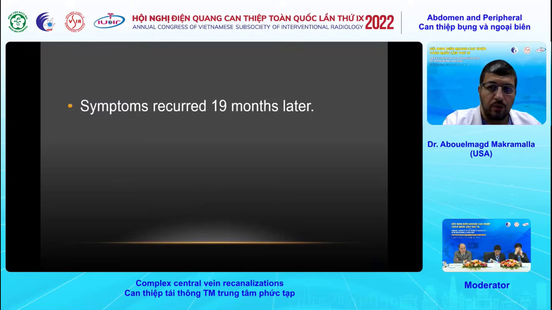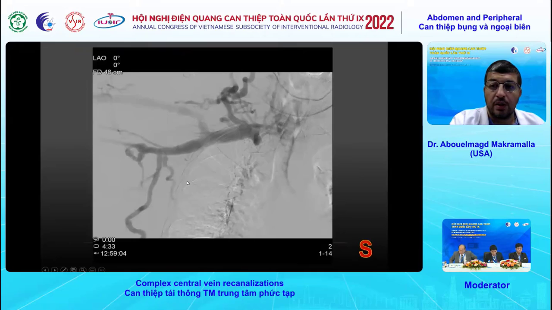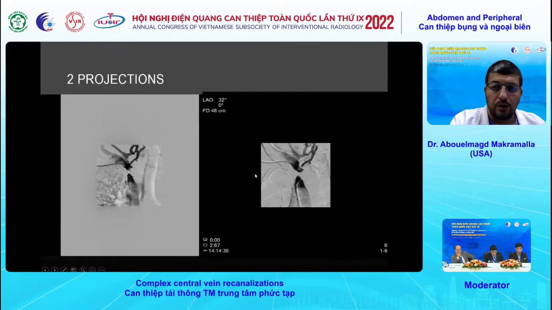Unfortunately, the patient went 19 months without any follow-up and lost follow-up with us, called us back 19 months later with recurrence of symptoms in the form of severe swelling. At that time, the brachiocephalic vein is completely occluded, so we decided to perform a recanalization.